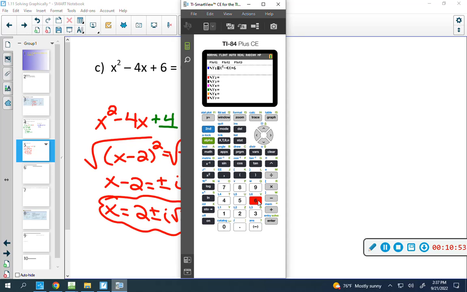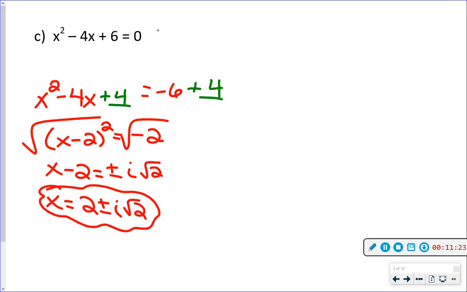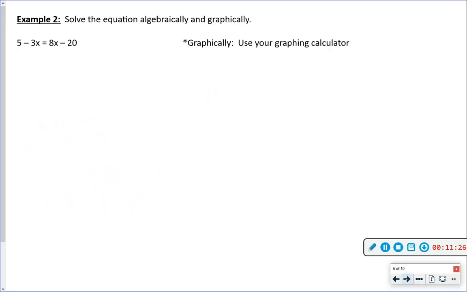Nowhere. Guess what? I knew that before I even typed it in. What tells you that it's not going to hit the x-axis? Imaginary. Anytime you have imaginary answers, I knew it wasn't going to hit the x-axis before I even looked at the graphing calculator. So would I have even really bothered to type it in my calculator if they're imaginary? No, it's not going to hit it. It's not going to help me. But if you want to verify your answer, if you're worried if this is correct, that's how you can check that.